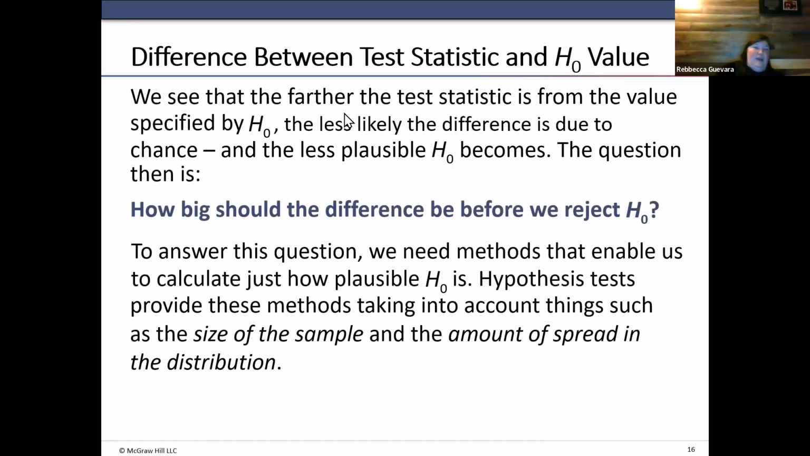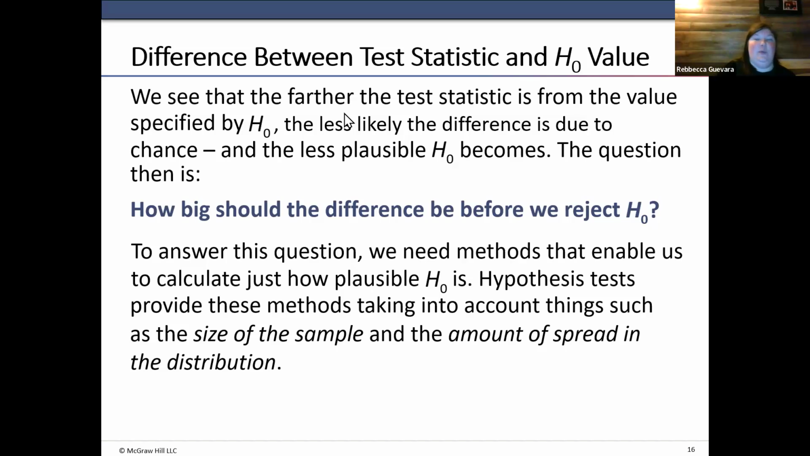So we see that the farther the test statistic is from the value specified in the null hypothesis, the less likely the difference is due to just random chance. Like I said, it's quite easy through random chance to see what we see all the time: every time we collect a sample, they don't look the same. All my sample means are always going to be different, but generally they're very close to each other. So when something is not close, that means there's something a little weird about that sample. And that's what we're looking at.